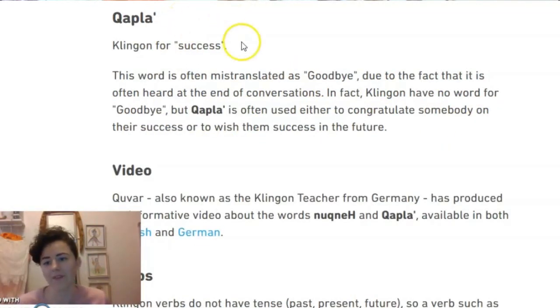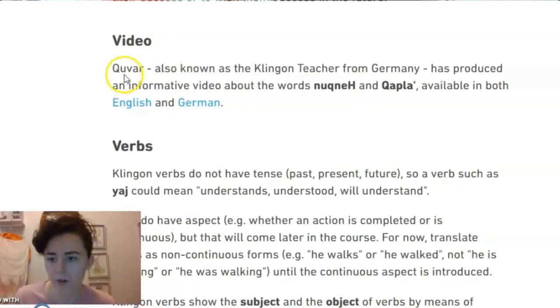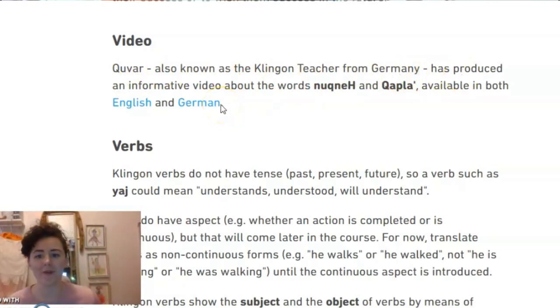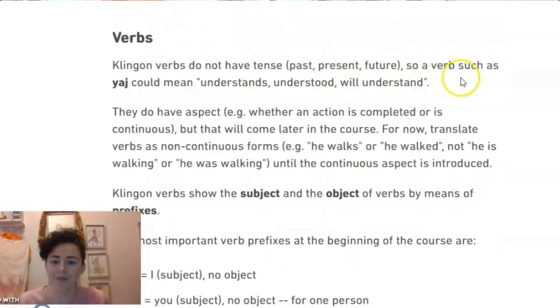Qapla is Klingon for success. And this is often, just like nuk nech is hello, the goodbye that's not actually goodbye. Instead, it means success in your next battle. Qapla, also known as the Klingon teacher of Germany, has produced an informative video about the words nuk nech and Qapla, available in both English and German, so check those out. Verbs.